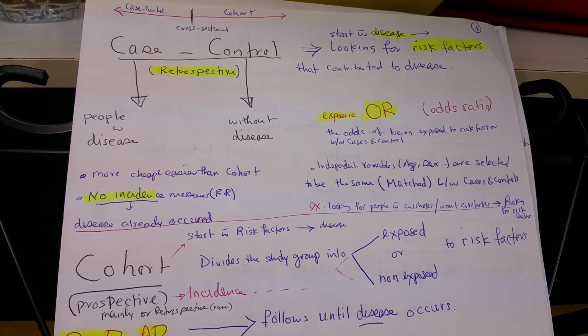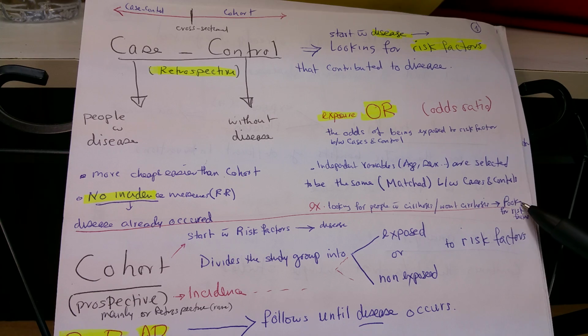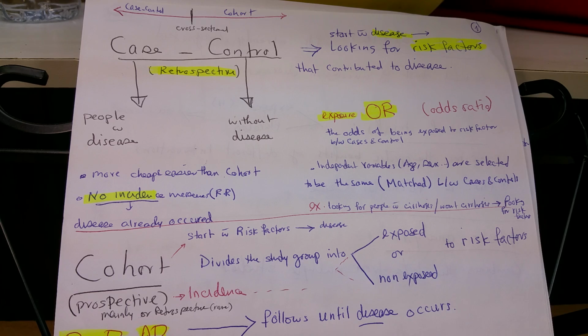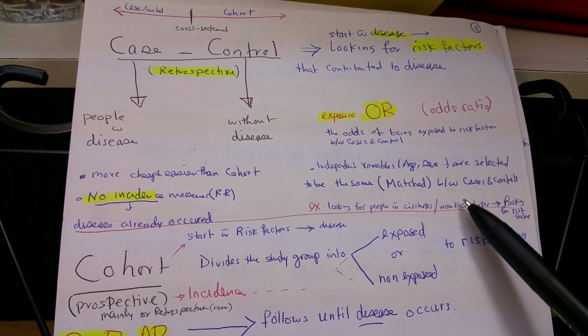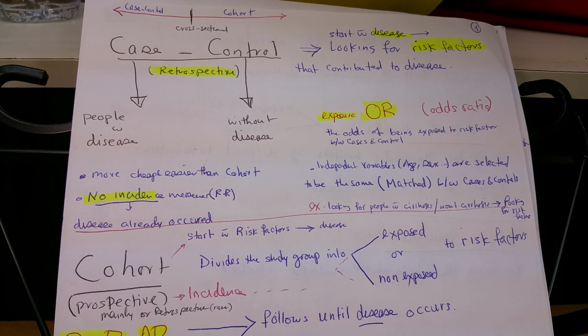An example would be looking at people with cirrhosis and without cirrhosis. So these are the cases, and we look for the risk factors that lead to either. Maybe it would be alcohol use as a risk factor, something like that. But we start with people with disease, people without disease, and then we go back and look for the risk factors.